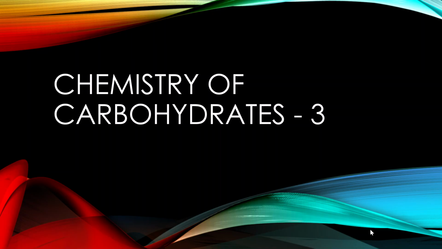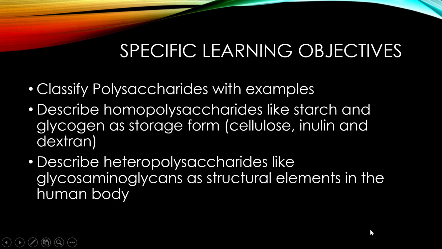Moving forward with chemistry of carbohydrates, third lecture. The specific learning objectives for today's lecture are: we'll classify polysaccharides with examples, describe homopolysaccharides like starch and glycogen as storage forms, and we'll also look into what are cellulose, inulin, and dextran. And lastly, we'll describe what are heteropolysaccharides like glycosaminoglycans and what is their role as structural elements in the human body. Okay, so let's move forward.